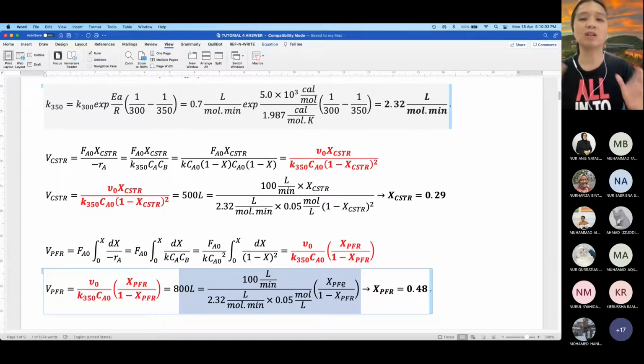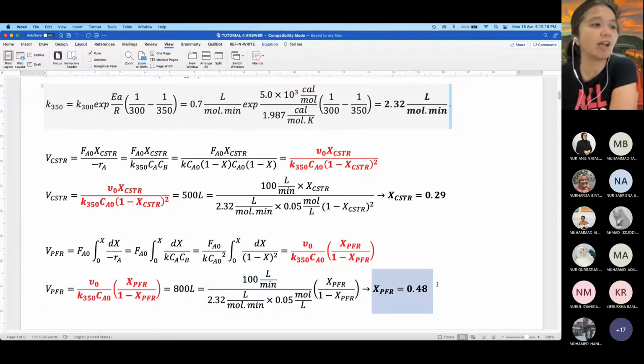So make sure memang soalan cikgu tempat ni akan student will take a lot of time sebab ada quadratic lah, ada pindah here, pindah there lah, a bit complex. However, if you do it correctly, you will get the conversion of the PFR as 0.48. Yang ni tak ada quadratic. Satu saja X yang kamu akan dapat, which is 0.48.